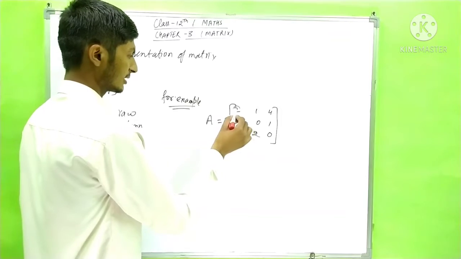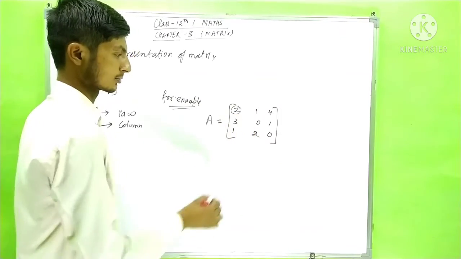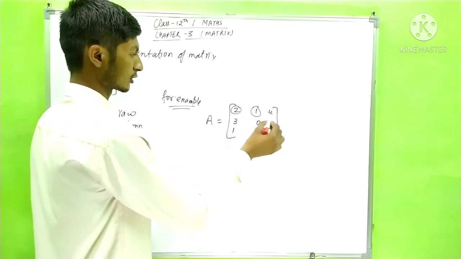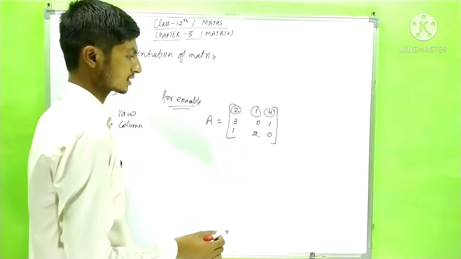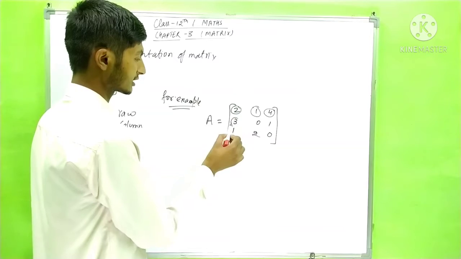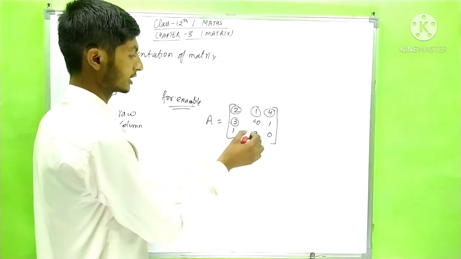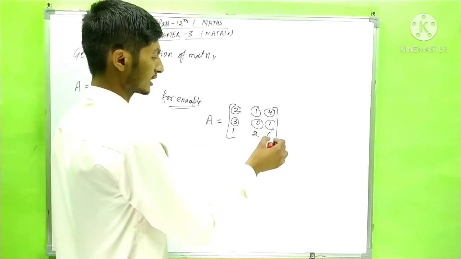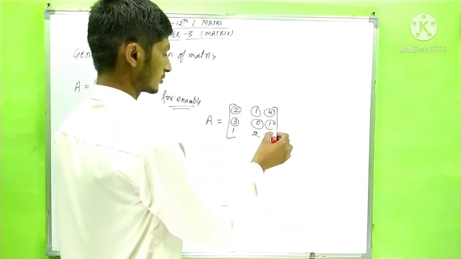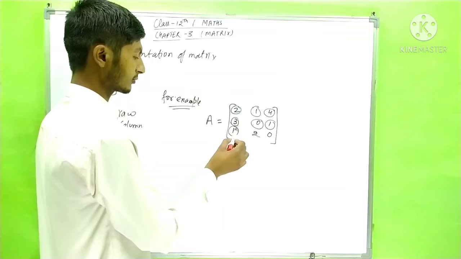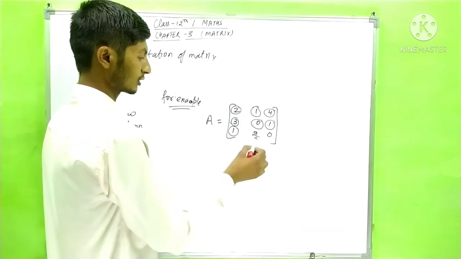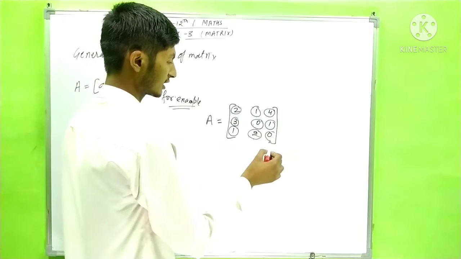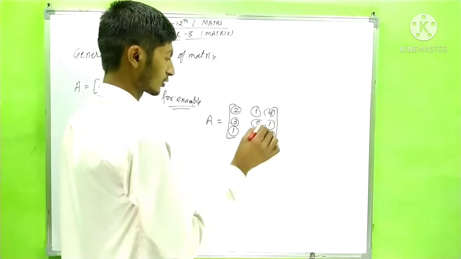This is the element of first row and first column. This is the element of first row and second column. This is the element of first row, third column. Similarly, this is the element of second row, first column. This is the element of second row, second column. This is the element of second row, third column. This is the element of third row, first column. This is the element of third row, second column, and this is the element of third row, third column.